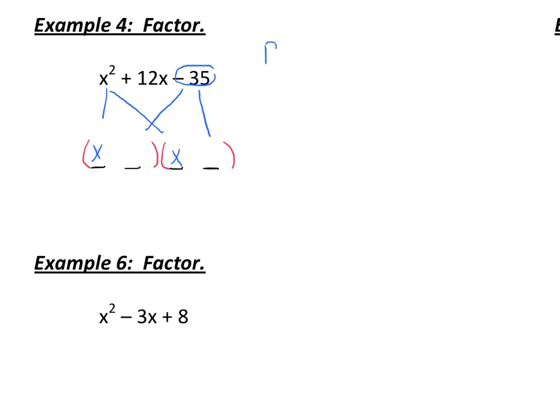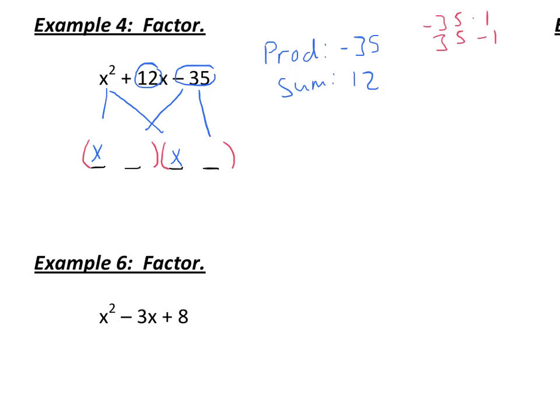So we are looking for two numbers that have a product of negative 35 and a sum of 12. That's our middle term again. They have to add up to that number. Now we have a negative number, so one of the numbers will have to be negative. So we have negative 35 times 1, which does not add up to 12. I could go 35 and negative 1. Again, that does not give you 12.